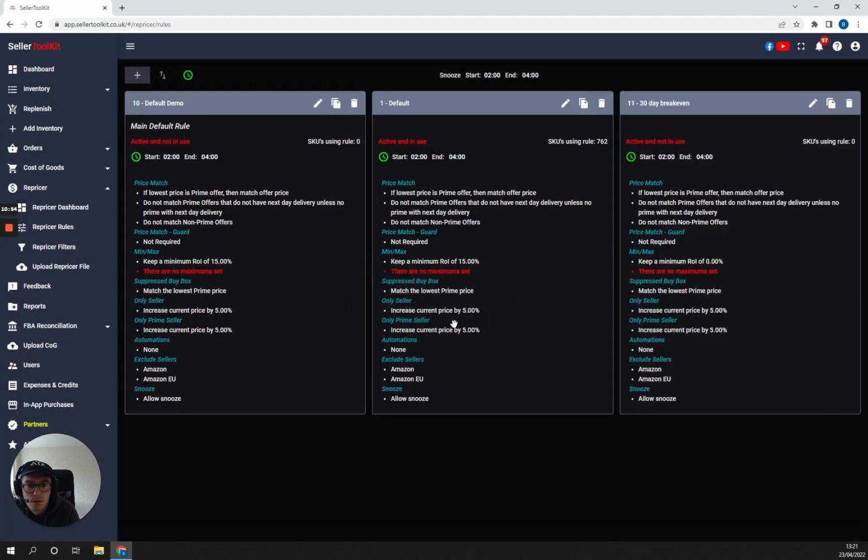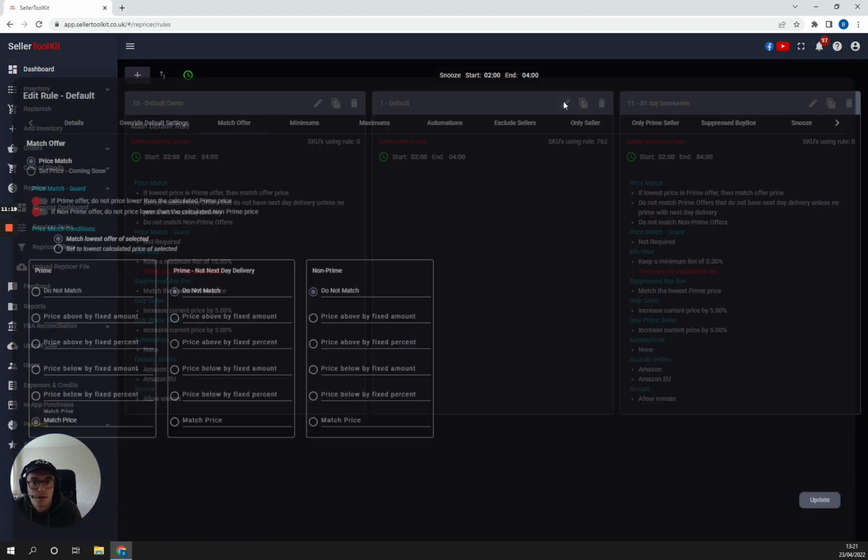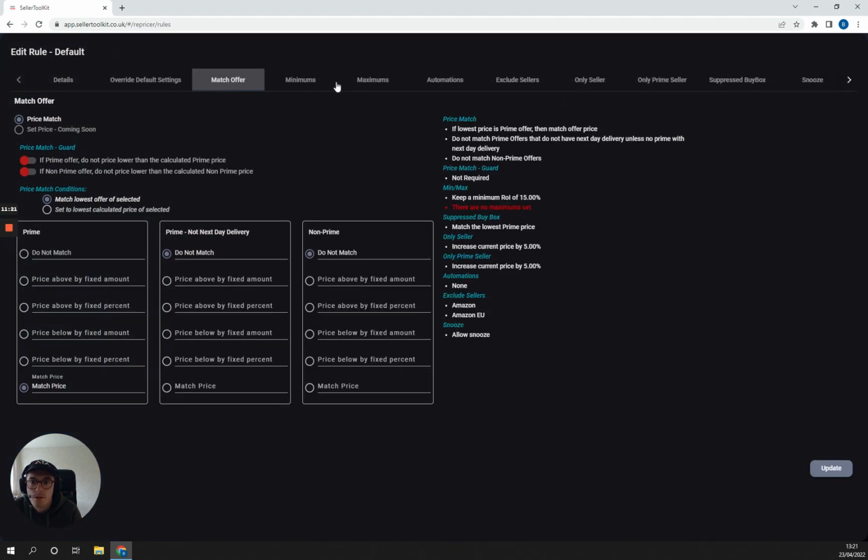And then we can see here, these are exactly the same, but minimum ROI 15% and minimum ROI of 0%. But nothing is going to go into this rule because I haven't set any automations up. So currently everything is still in here. Now in order to set up the flow from your default rule into your 30-day break-even rule, you need to go into edit your default rule, and then you go to automations.